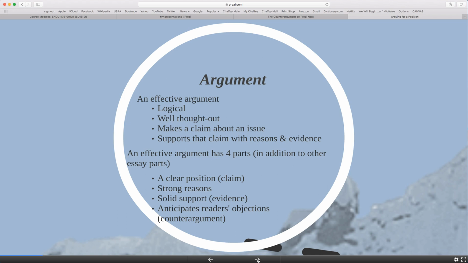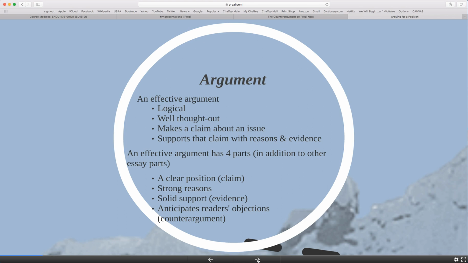So an effective argument has 4 parts in addition to other essay parts. Other essay parts would be like an introduction paragraph and a conclusion paragraph. But essentially we're going to make a clear position. That's what I also call a claim. You could think of this as your thesis as well. A claim is a thesis. We are arguing in favor, for, or against, and that is the main idea of the whole essay.